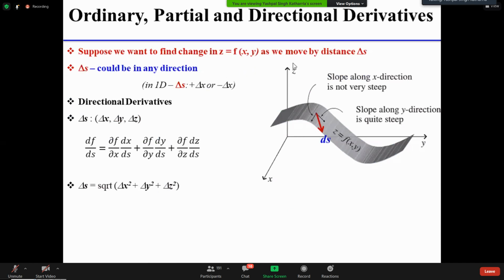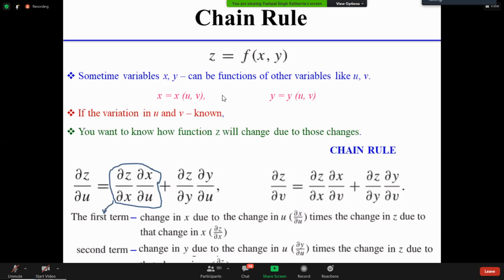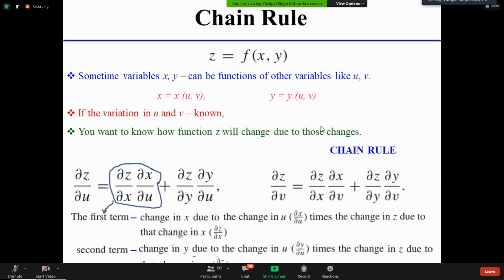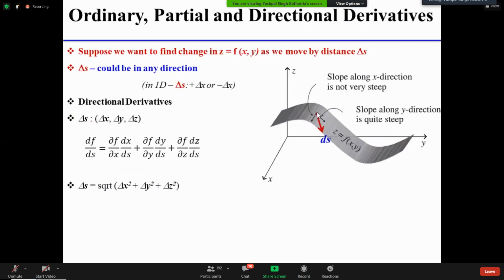Okay, so next we have the directional derivative. In this case, we were taking the derivatives or change along the x direction or along the y direction. Now we can take change along any arbitrary direction like ds. Suppose we want to find the change in z as we move by some distance delta s, and this delta s is along some arbitrary direction. We are not moving along x, we are not moving along y.